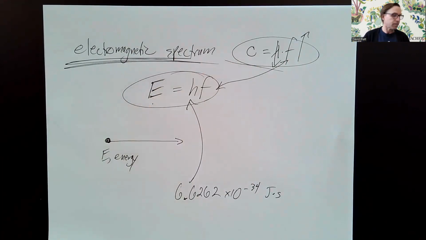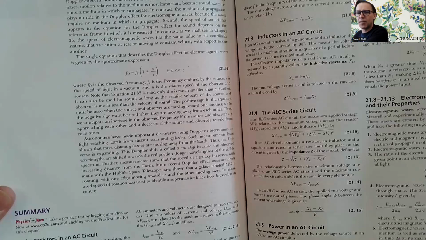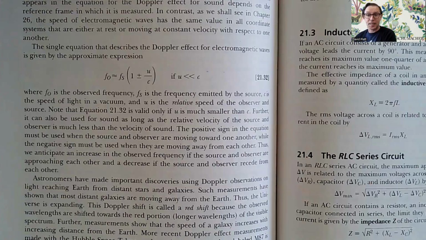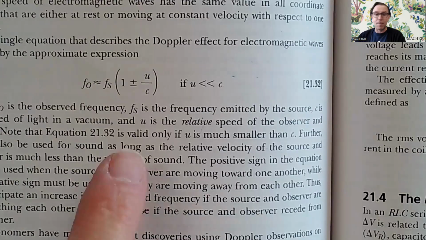Okay. The final equation I want to talk to you about. This feels a little hodgepodgey, but it's the last equation in this chapter. And it's the Doppler effect. And I know you're thinking, wait a minute, we talked about the Doppler effect when we learned about sound. Yes, we did. And now we're talking about the Doppler effect when we're learning about light.